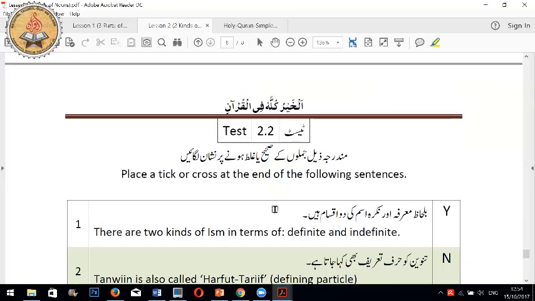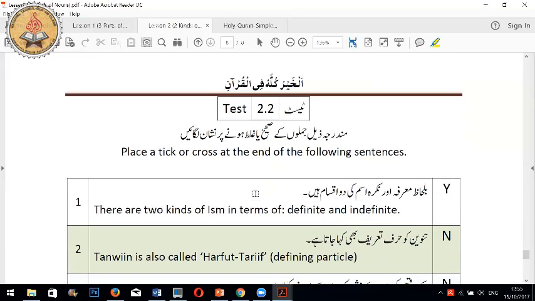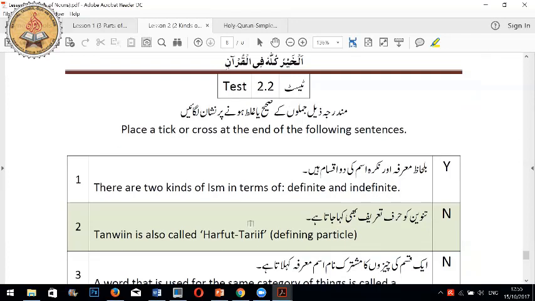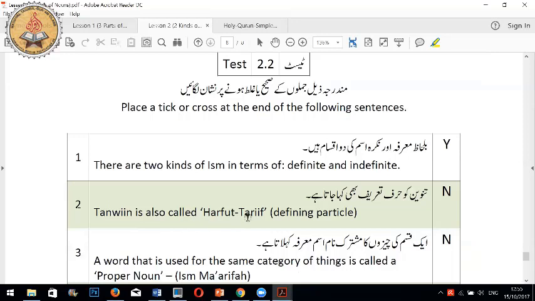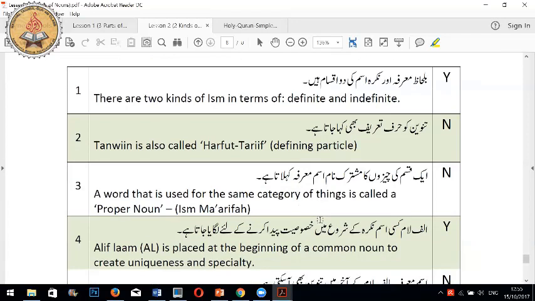Which is: please place a tick or cross at the end of the following sentences. These are my statements for you to attempt and to correct me or to negate or to testify. My statement is that there are two kinds of ism in terms of definite and indefinite, whether this is a common or proper noun. You have to give the answer. Tanween is also called harfu ta'rif, defining particle. Correct or incorrect?